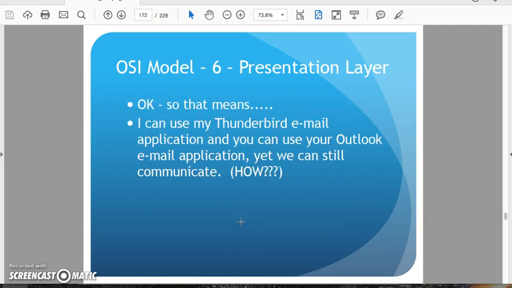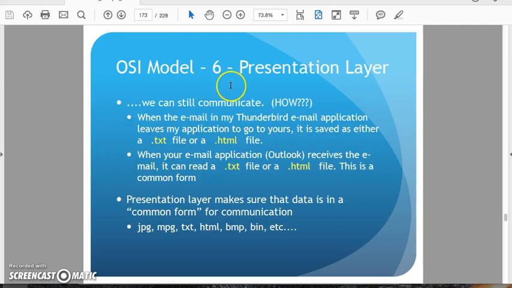Well, let me give you an example of how we know this occurs all the time. If I use my Thunderbird email application to send you an email, and you're using Outlook, can we still communicate? Well, that's one of those questions where you go, I never thought about that, and I guess so. Well, yeah, because when I hit send, it's typically leaving my computer as a TXT file or an HTML file. And your email application, Outlook or whatever it happens to be, receives that. Can it read a TXT or HTML? Well, yeah, because just about any computing device on the planet can read a TXT or HTML.